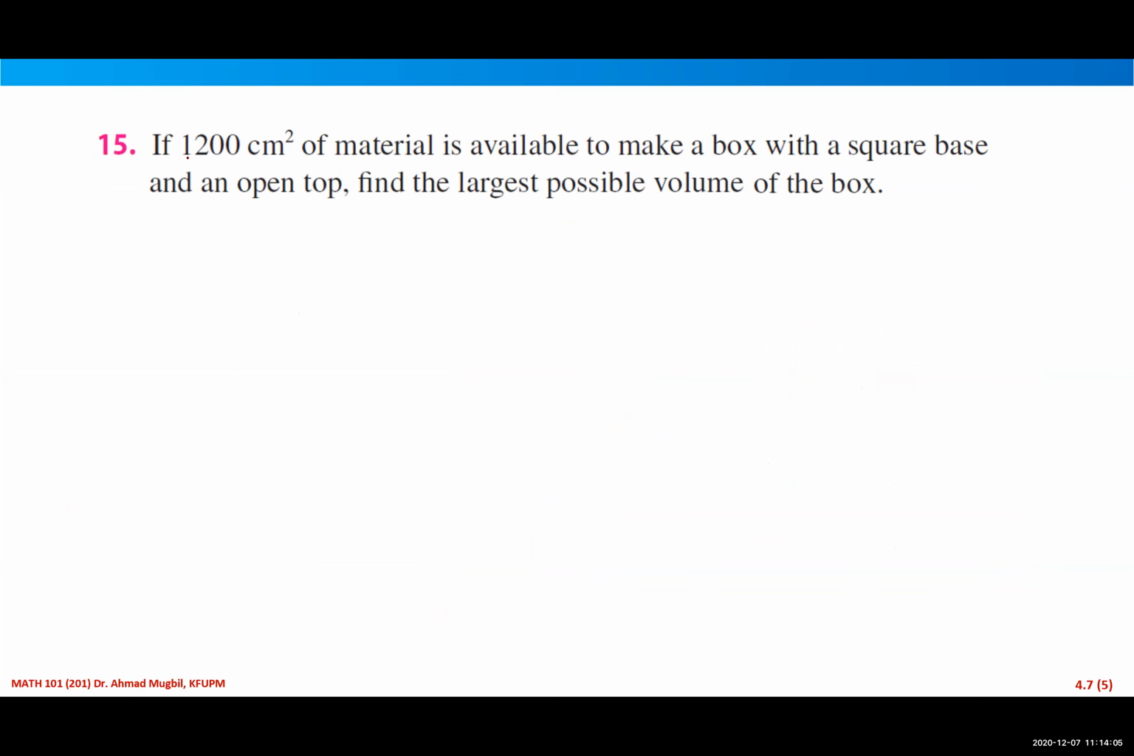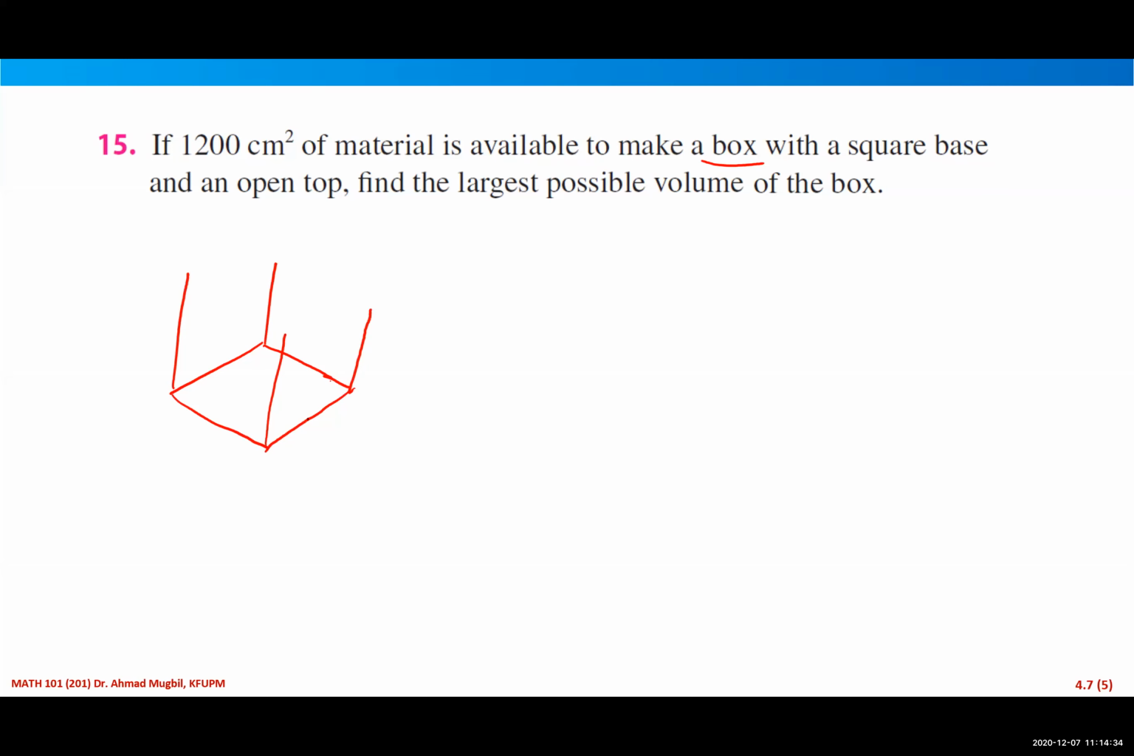If we have 1,200 centimeters squared of material available to make a box with a square base. So what we have here, we have a square base. Let's say this is the square base. Let's make it square as much as possible. And it is a box. So it will be a box like this. So we have a box with a square base.